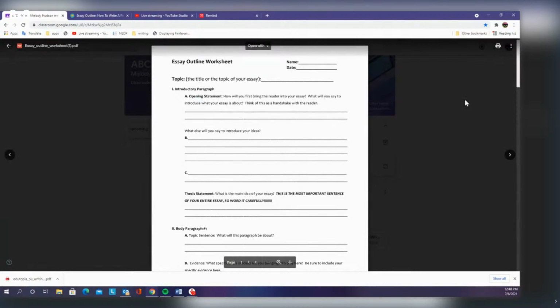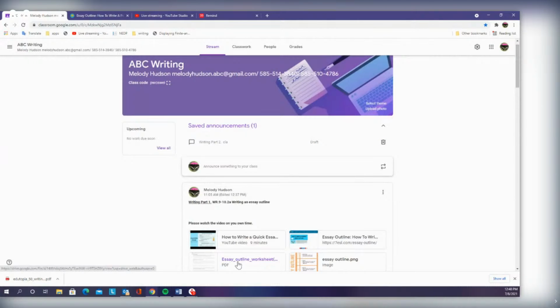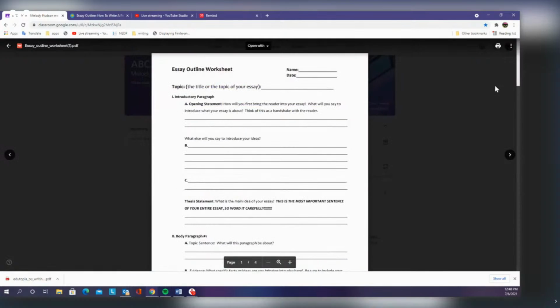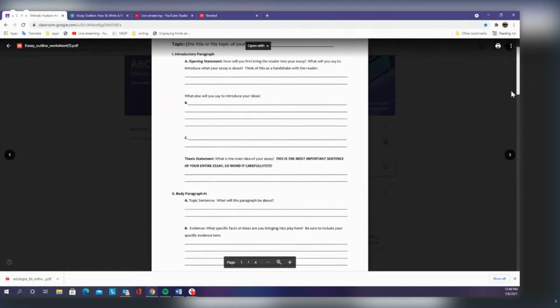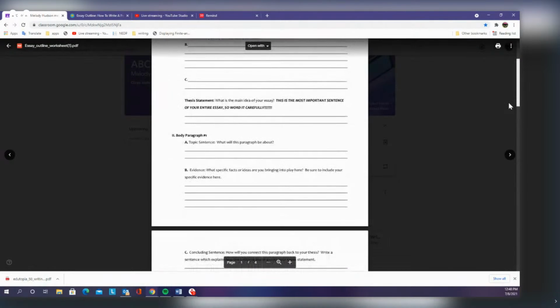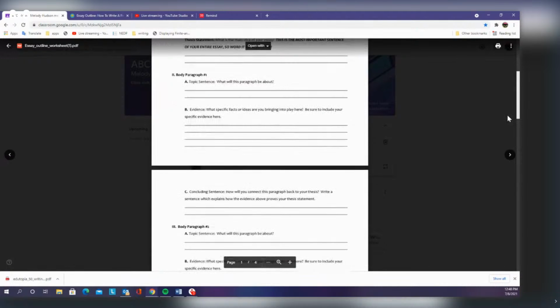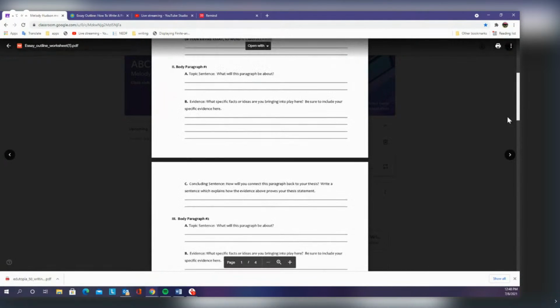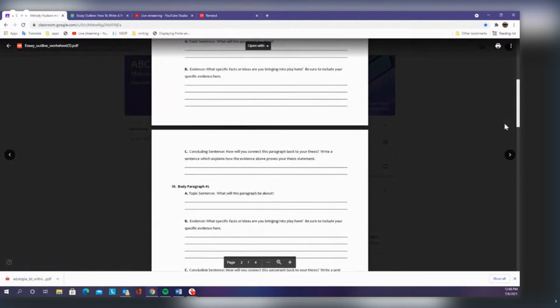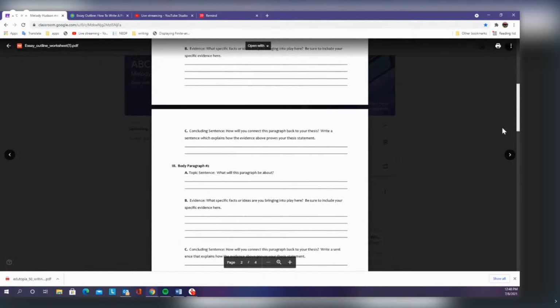Then you go to your body paragraphs, right? What is this paragraph going to be about? What are you talking about? Tell me. Tell me and tell me again. You cannot say it too much. And then your evidence. Please use specific evidence if it's available. And then concluding sentence. How do you connect all that back to your main idea?